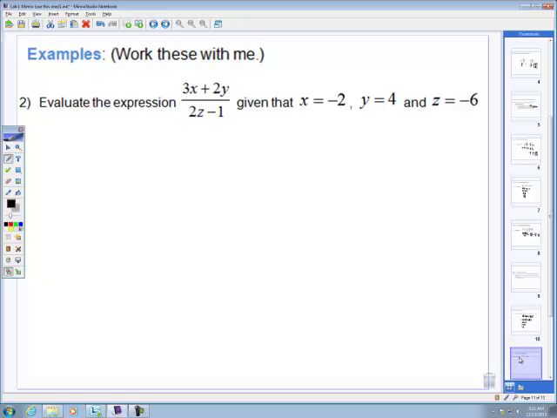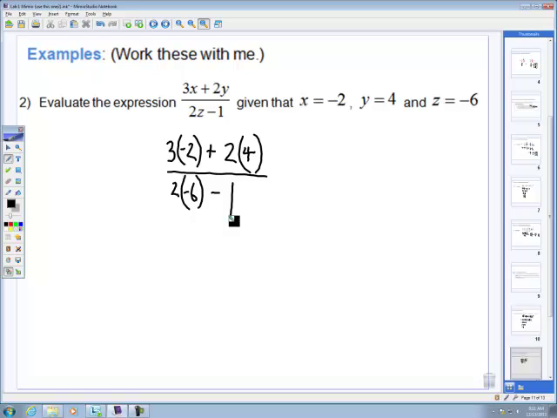So let's simplify. Our first step is to plug in for x, y, and z. So in the numerator, we have 3 times x, which is -2, plus 2 times y. Y is 4, all divided by 2 times z. Z, in this case, is -6, minus 1.